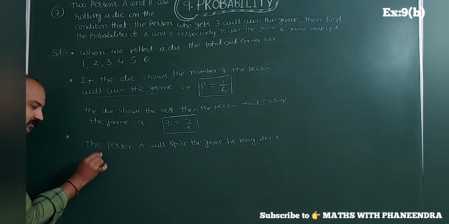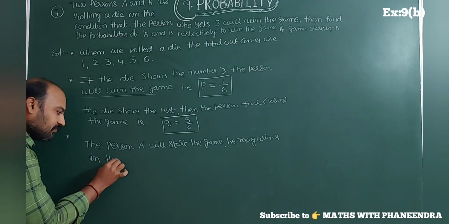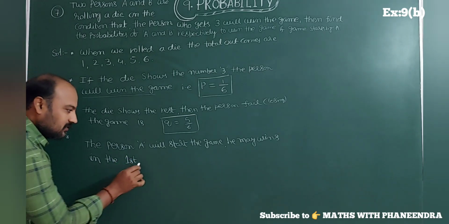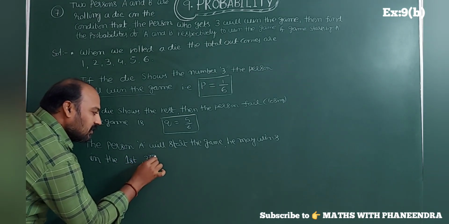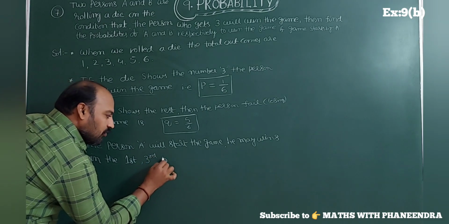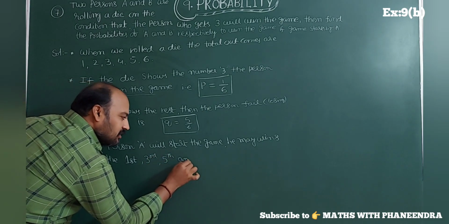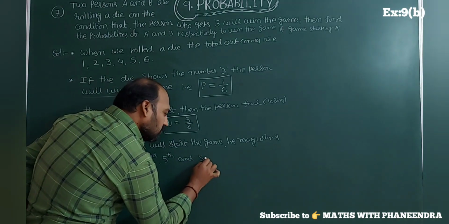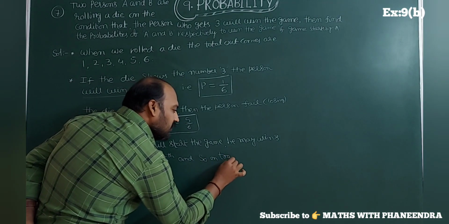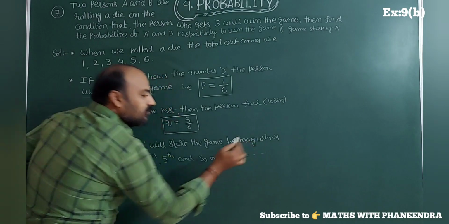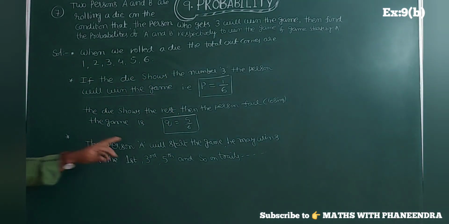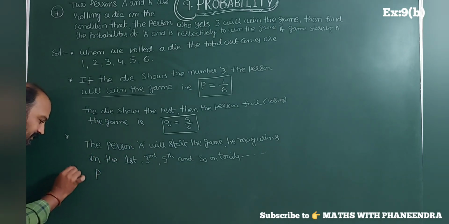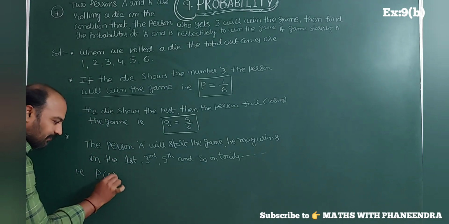He may win in the first try, third, fifth, and so on tries. So that means the probability of the person A, that is P of A.